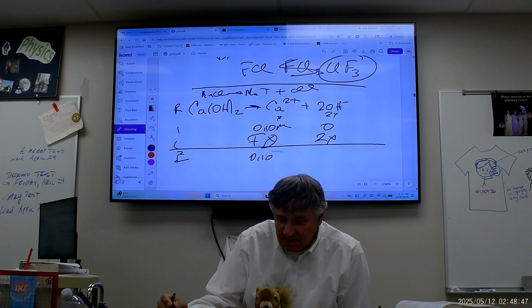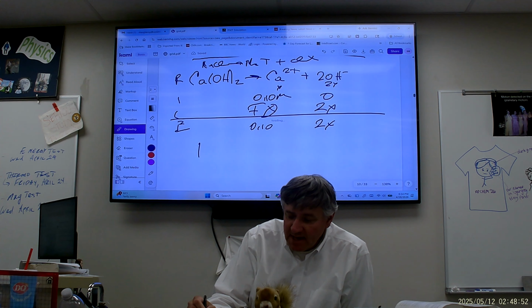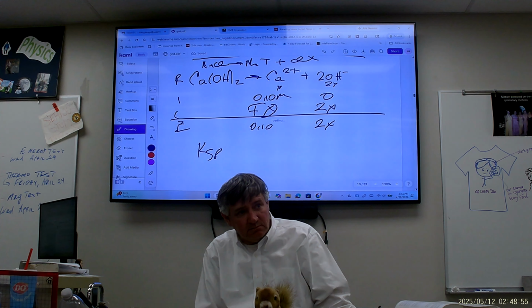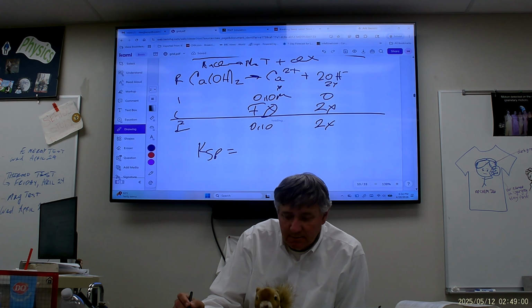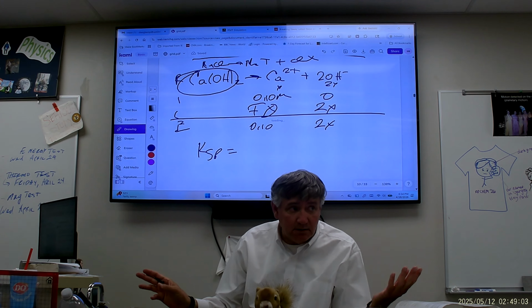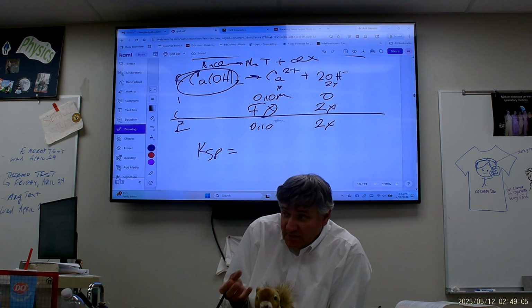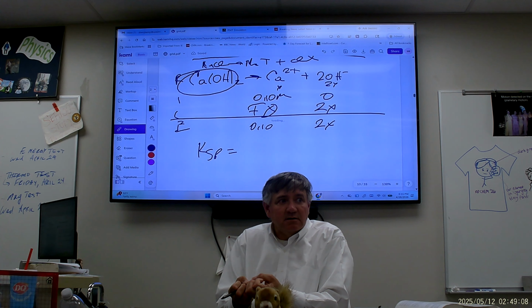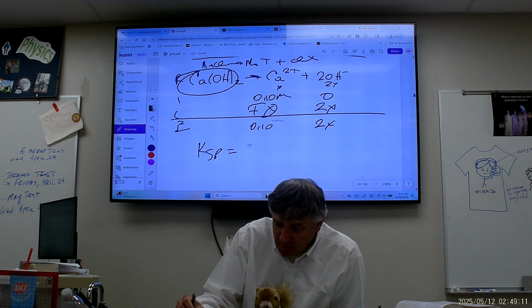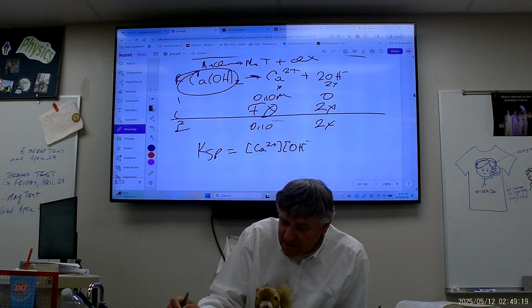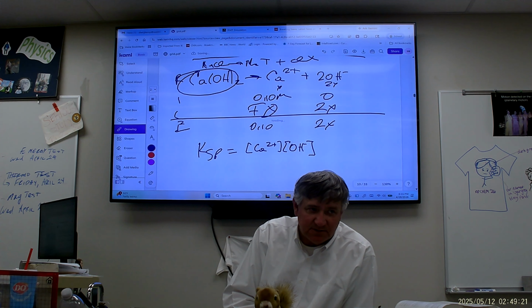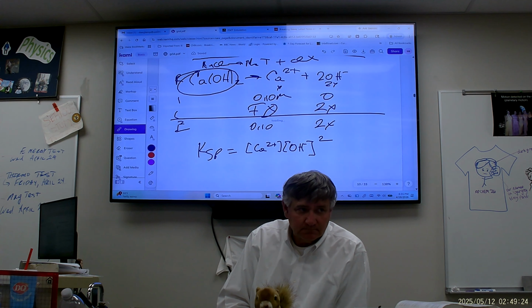What's going to be the concentration at equilibrium for your hydroxide? 2X. Now, your Ksp, which they gave you, is going to equal what? What are you going to multiply together? Product over reactant. But the calcium hydroxide is a solid, so there is no concentration of calcium hydroxide. So you're going to multiply the calcium concentration times the hydroxide ion concentration. And what's going to happen to the hydroxide ion concentration? It's going to get squared.